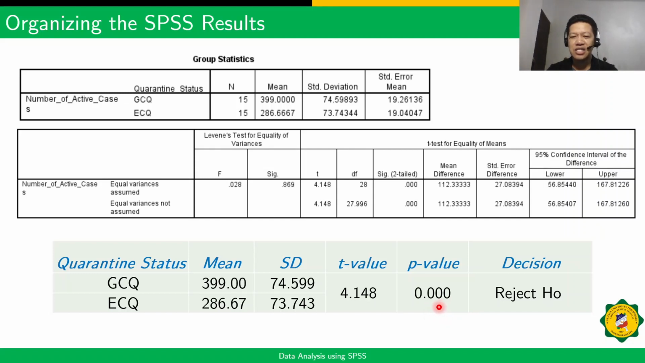To make a decision, we actually learned before, okay, that we just compare the p-value with that of our level of significance. So in this study, we use 0.05. So since the p-value is less than 0.05 level of significance, we need to reject H0. Okay, so that's how to organize, or to get the values from the SPSS output and put it in a table which can be presented in our manuscript or thesis paper.